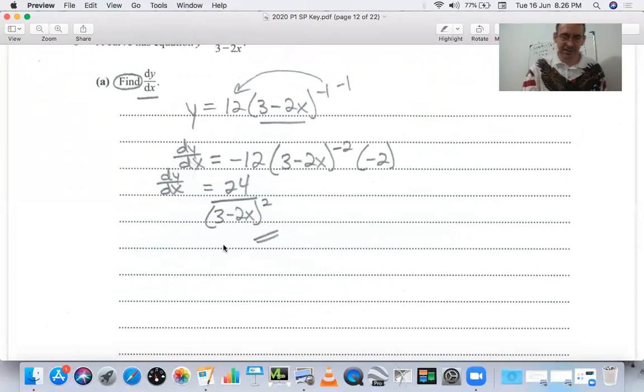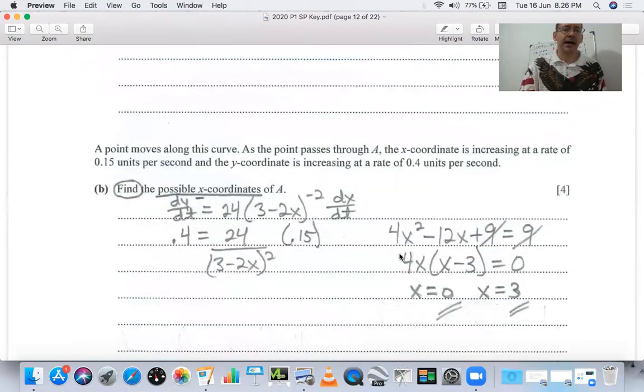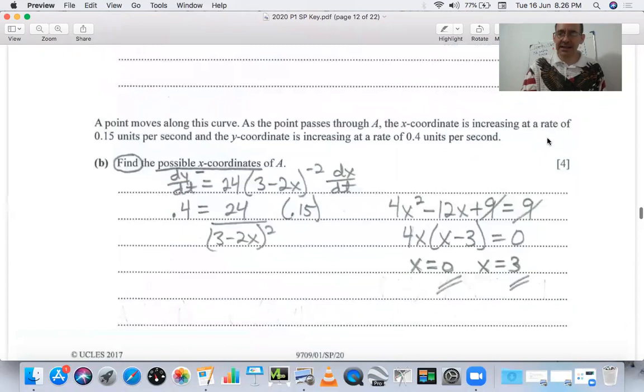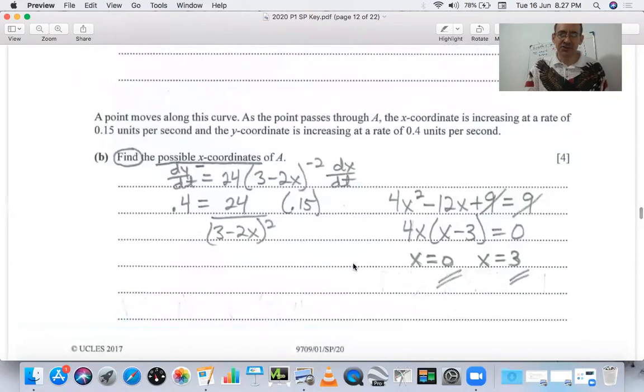I say downstairs, into the denominator. And 3 minus 2x now to the +2. So here's our dy dx. Now moving on, here we have an increase of rate problem. So again, that's a derivative question.